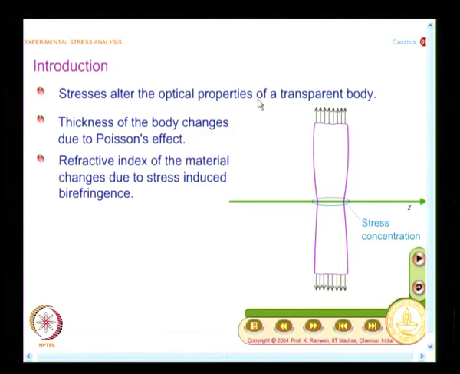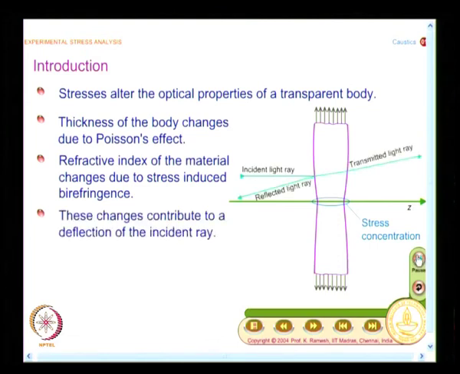Stresses alter the optical properties of a transparent body. You will also have change in the refractive index. If it is a metallic specimen, there is no question of the refractive index getting changed. The thickness change because of the Poisson effect is very prominent near the stress concentration zone. And if I use a transparent model, most of the transparent models which we use are also birefringent, so the refractive index also has an influence. So, the combined influence of this causes the formation of caustics.